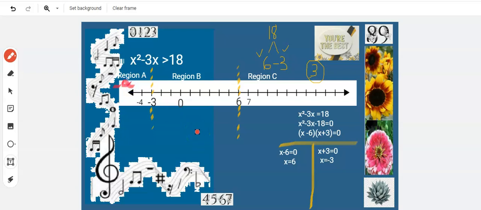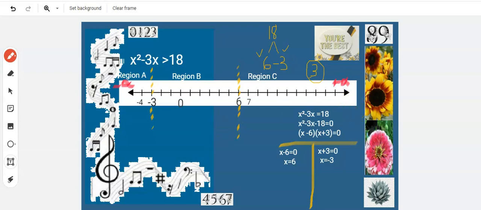And then, unsa man ang x values sa region B? So we have negative 2, negative 1, 0, 1, 2, up to 5. Okay, and then the numbers in between 5 and 6. Okay, now unsa man ang mga x values sa region C? So sa region C, we have 7, 8, 9, 10, up to, yes, positive infinity. Okay, the bigger numbers, the biggest numbers.